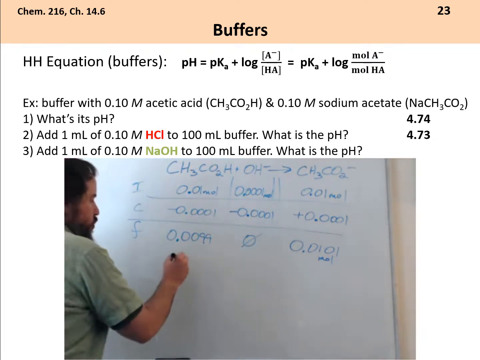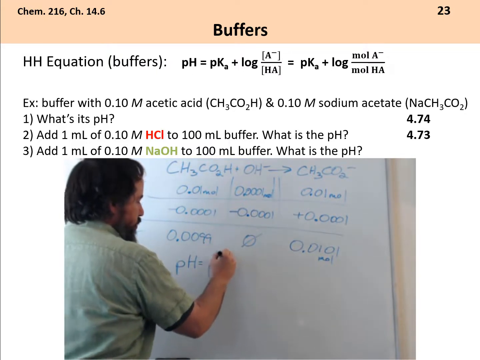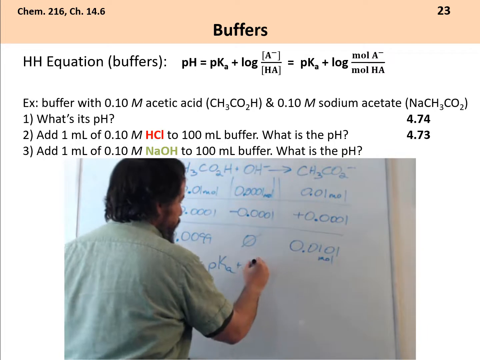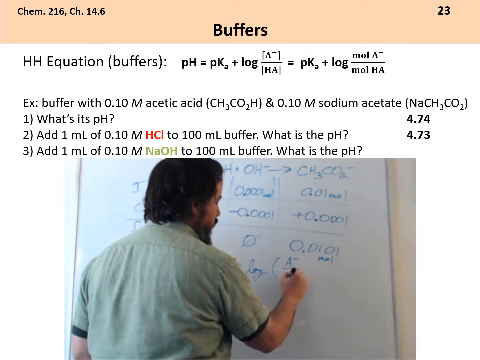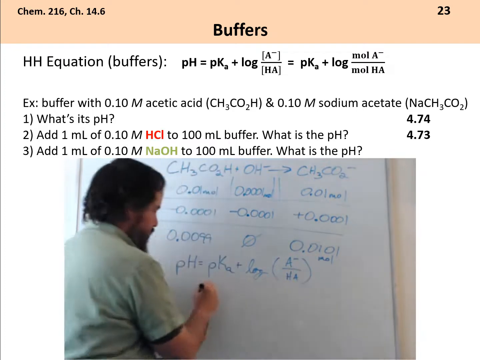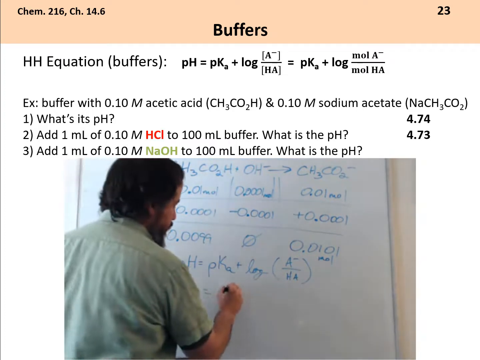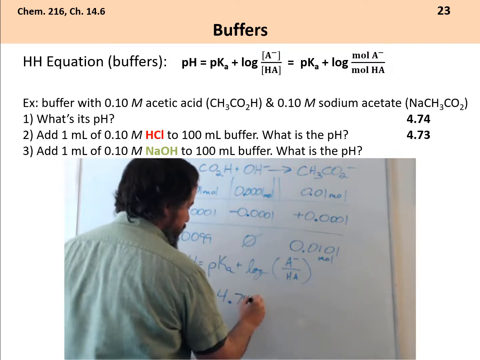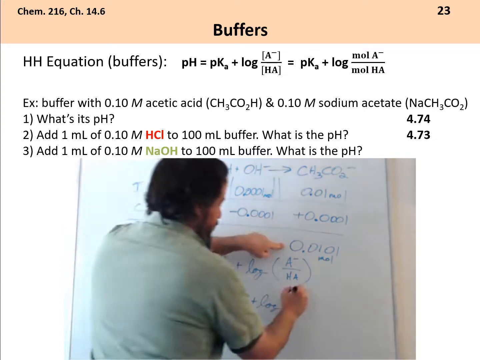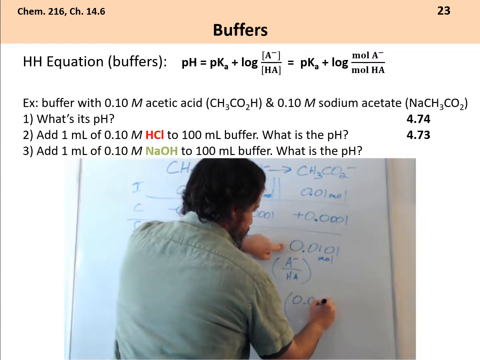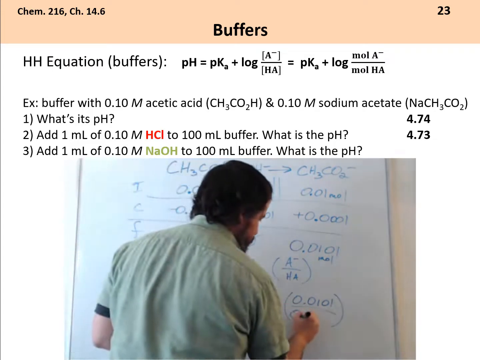All right, and now I'm going to use the Henderson-Hasselbalch equation for this. So the Henderson-Hasselbalch equation says pH equals pKa plus log of my base over acid. Okay. We already found the pKa last time. That was 4.74, plus the log of my A minus over this.